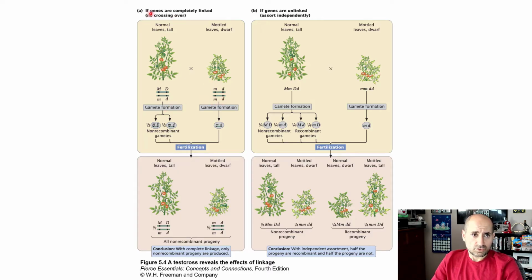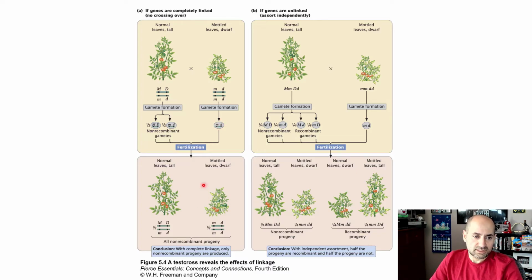So if there's no crossing over happening, let's say because, like I said, alleles M and D might be directly next to each other, the gametes from this parent are just going to be big M, big D, or little m, little d. You're not going to get another combination. For example, you're not going to get big M, little d, or little m, big D, because it's non-recombinant gametes. This plant, because it's a true breeder, can only make gametes with the genotype little m, little d.